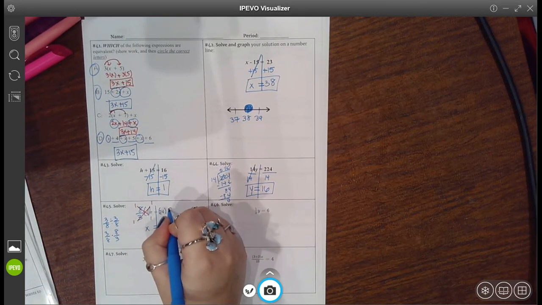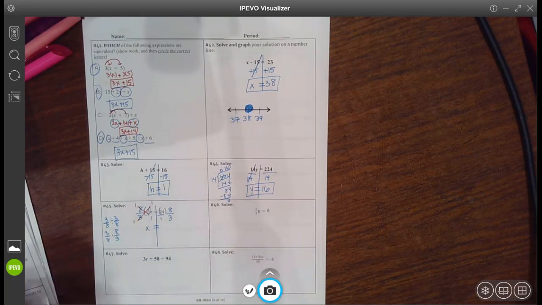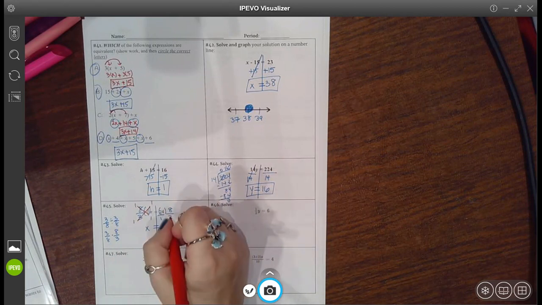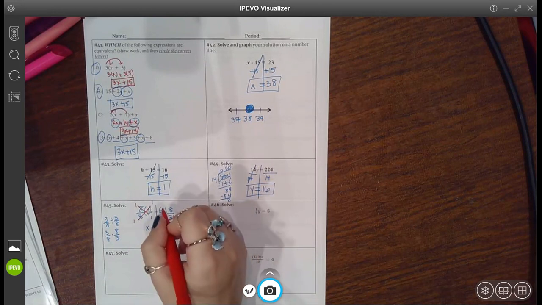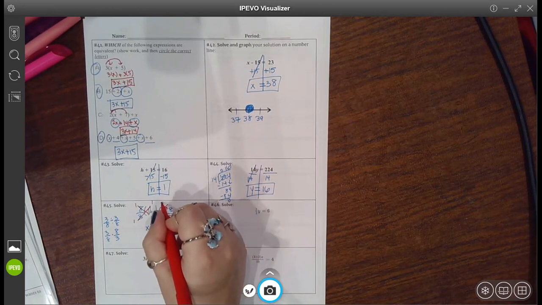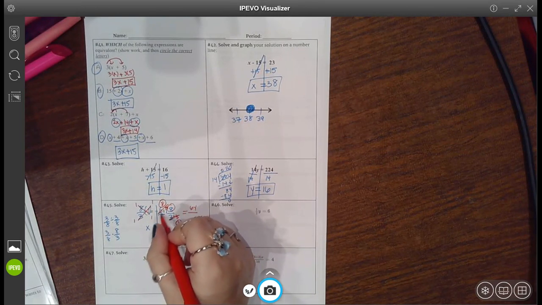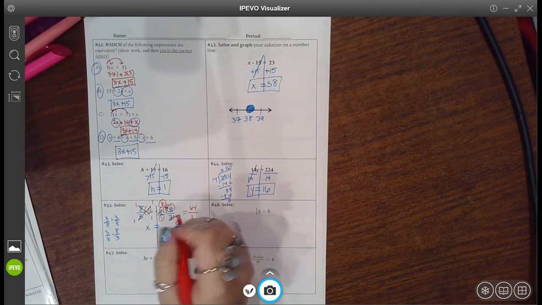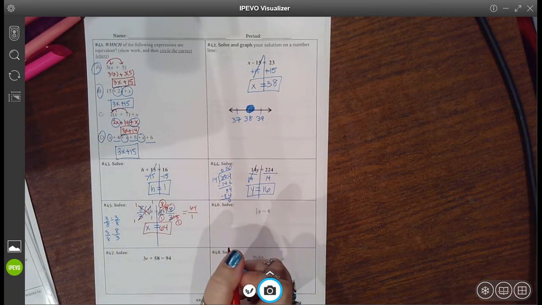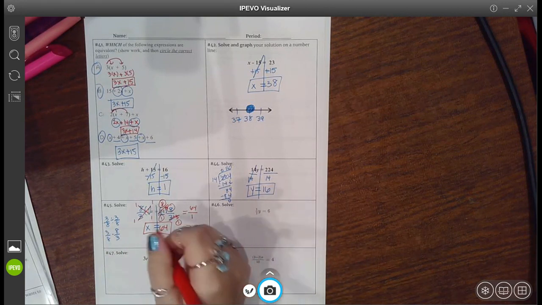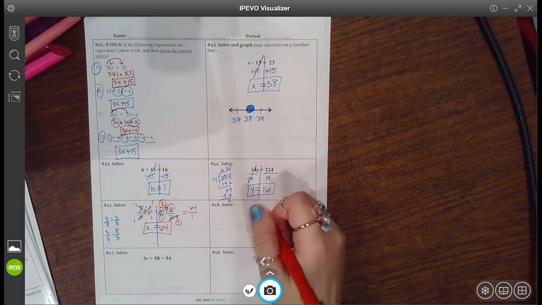Whatever you do to one side, you do to the other. Since I multiplied that side by 8 over 3, I need to multiply this side by 8 over 3. Now 3 can go into both. 3 divided by 3 is 1, and 24 divided by 3 is 8. So on top, 8 times 8 is 64, and on bottom, 1 times 1 is 1. 64 over 1 is 64. There's my answer. And for ones like this, since it's kind of messy, you definitely might want to plug 64 back in for x to check and make sure that it makes a true statement.